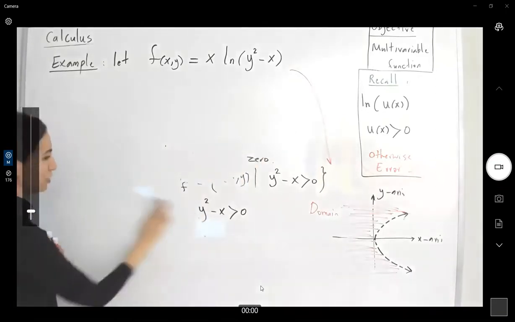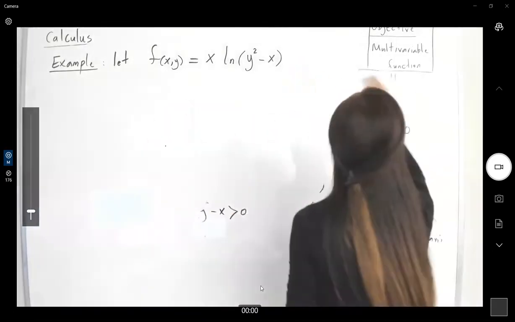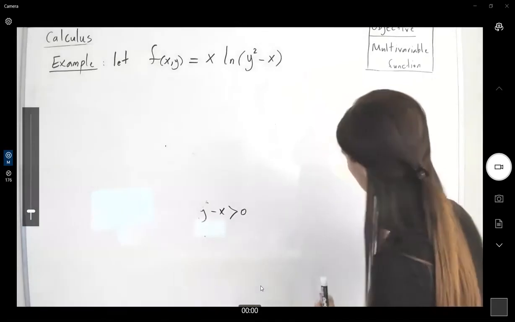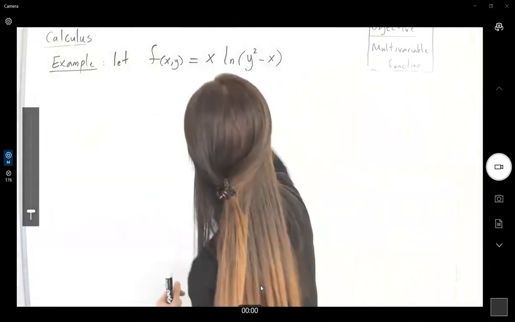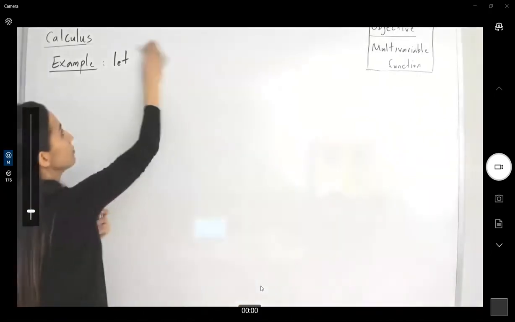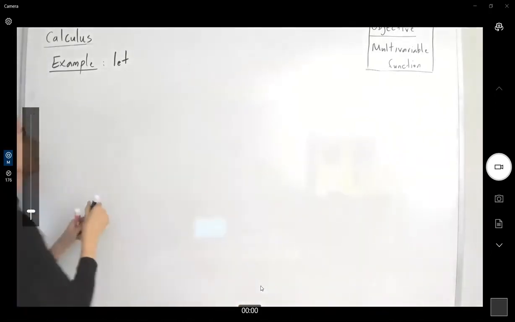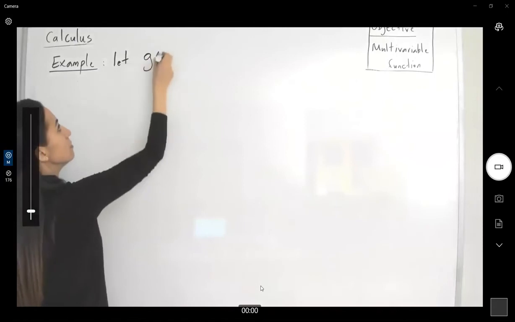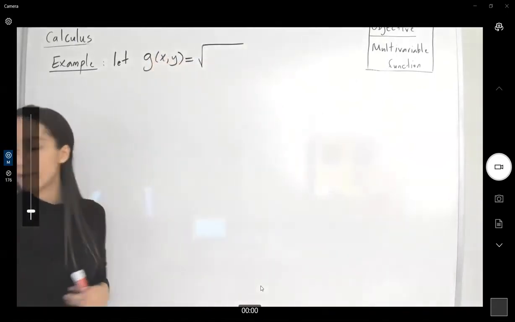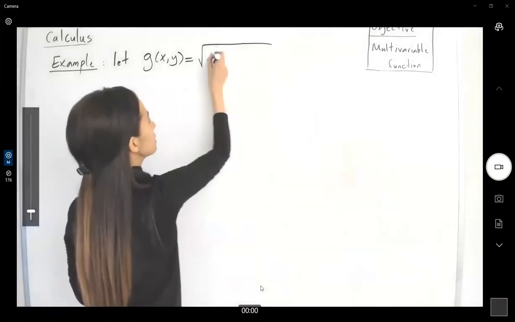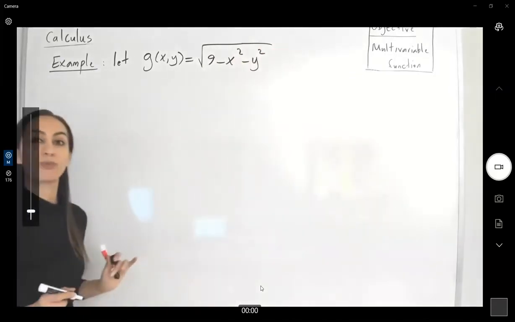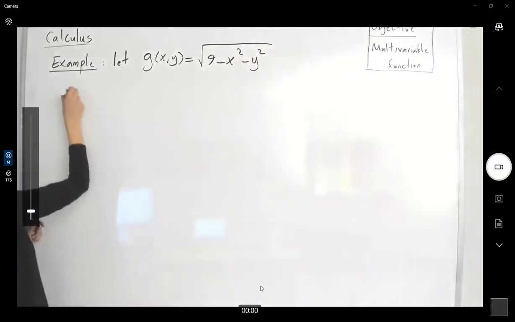Another square root function. Now, suppose you have function g of x and y equals the square root of 9 minus x squared minus y squared. What is the domain?